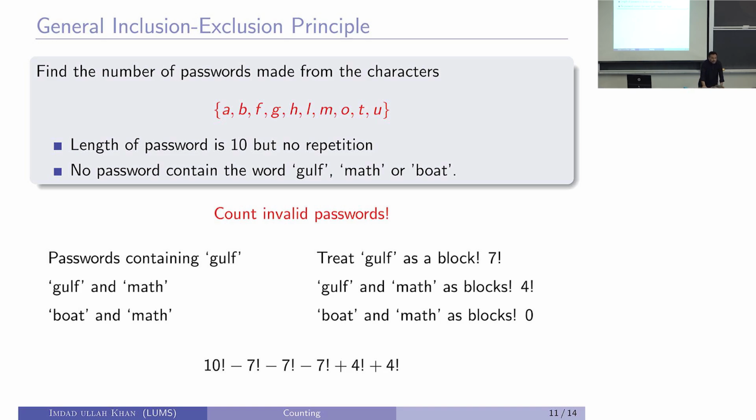Quickly, forget about the second restriction. Forget about these 2. Just see how many passwords are there. These 10 characters, passwords of length 10, no repetition, cannot contain the word Gulf. How would you find that? We can do it using our methods so far: product rule, sum rule. What is n factorial? Don't throw a word at me. There is nothing called n.